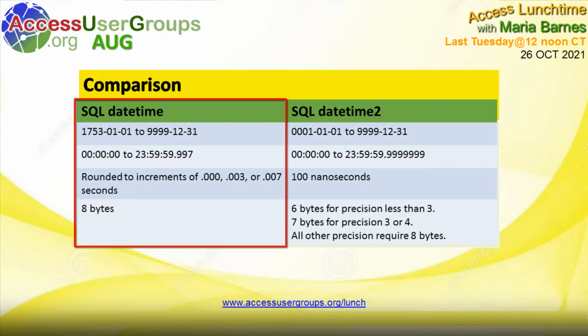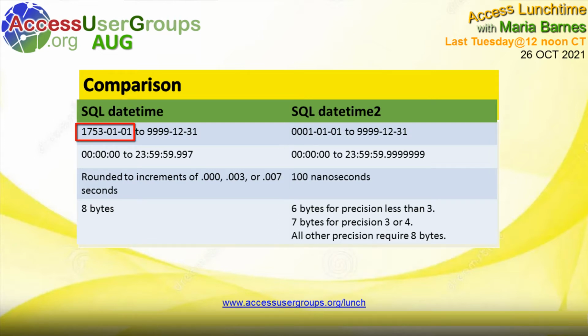SQL has a different range. Notice that it only goes back to 1753. I've actually had this bite me before in that I've used an isDate function in Access VBA to see if the date is valid. And then I try to write back to a SQL table and suddenly it's not valid, because you can do 1752 in Access and it's a valid date all the way down to 100 is valid. But SQL datetime cannot store that small of a date or small of a year.